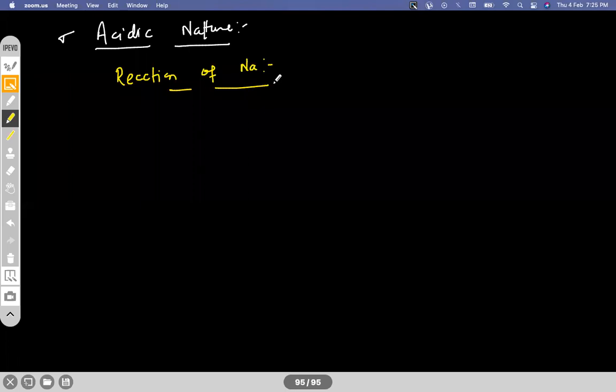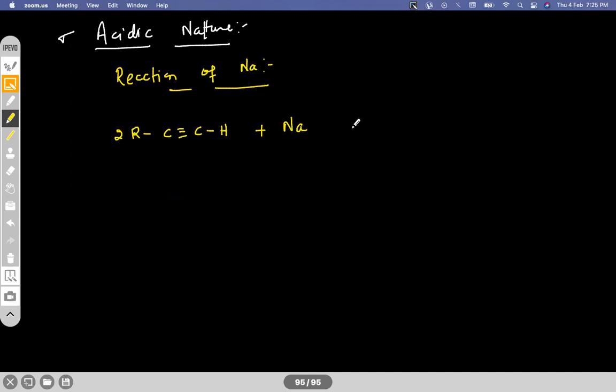and evolves hydrogen gas because of its acidic property. So suppose we have a reaction: 2 R-C≡CH with metal. The metal provides electron, and in presence of that electron, this hydrogen can go out easily, and it forms 2 R-C≡C⁻, which takes Na⁺, so we have a sodium salt of it, and hydrogen gets released in this reaction. This is an acid-base reaction, you can say. It forms salt and hydrogen gas is removed.